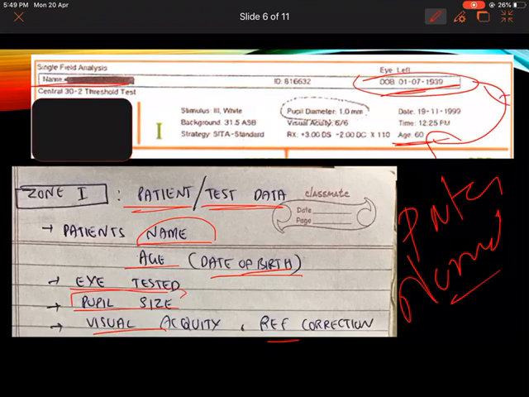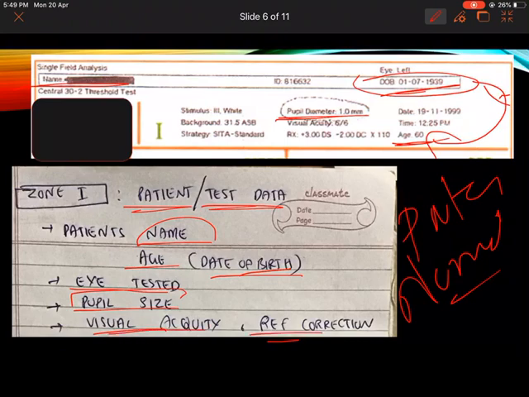Then the pupil size. The importance of pupil size is that every time you do the test, the pupil size should be constant. Otherwise, in a smaller pupil, the entry of light is very less and the sensitivity might decrease. If the next time you do the test the pupil diameter is slightly larger, light entering the pupil will be more and the sensitivity might increase. So that should be avoided.